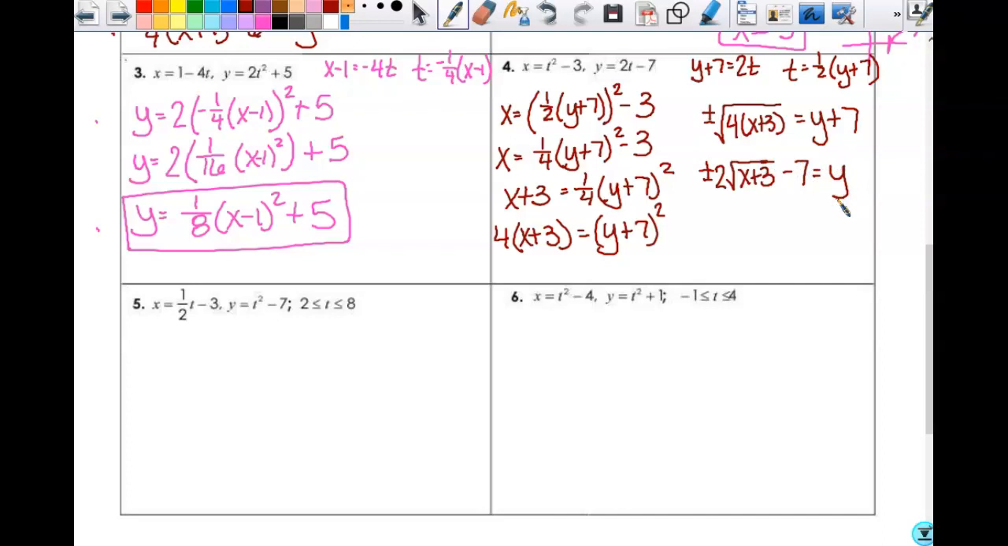At the beginning, that was a quadratic and a linear, so I did not have any domain restrictions. But here, this is a square root function again, and I do have a domain restriction. What do you think that would be? X is going to have to be greater than or equal to what? Negative 3.